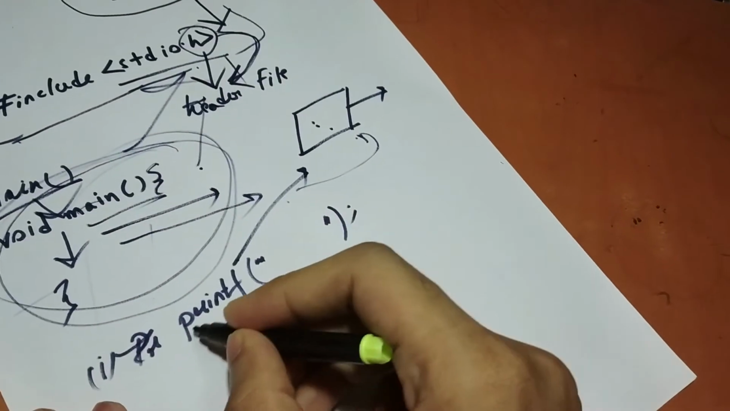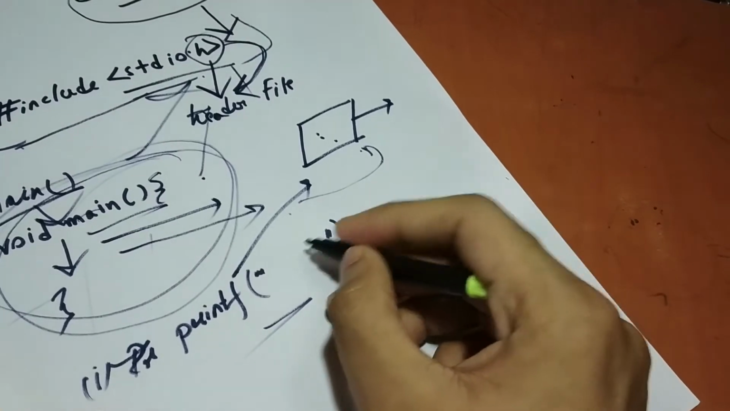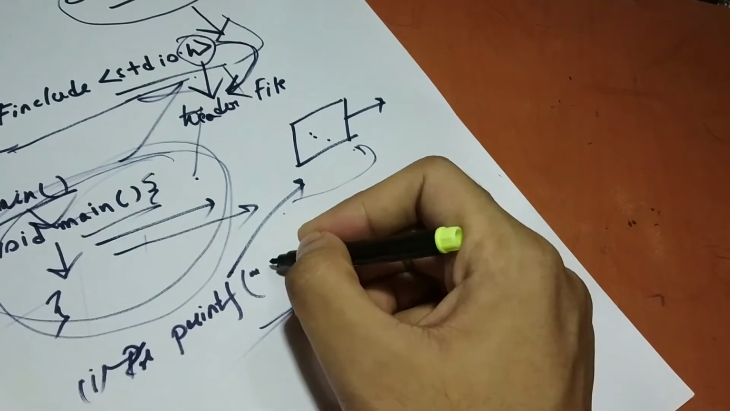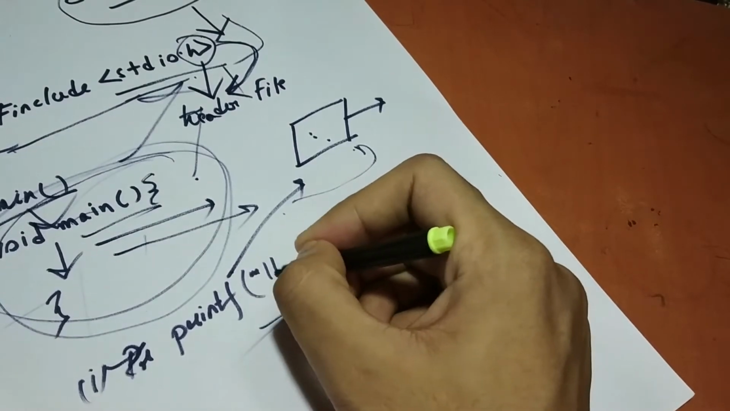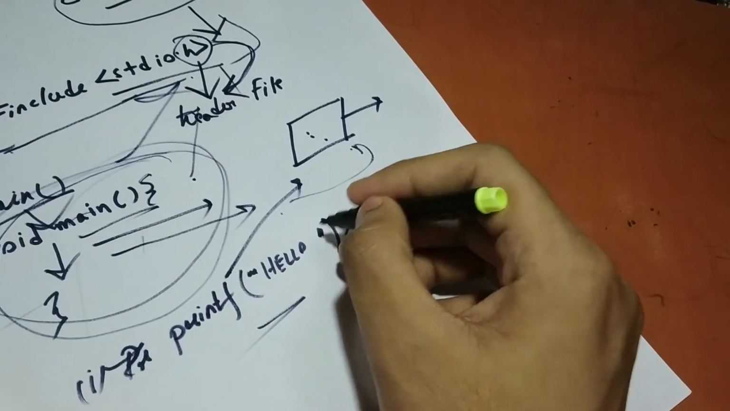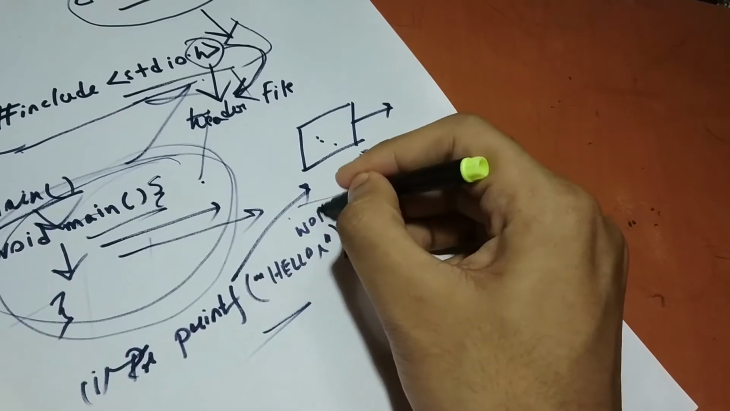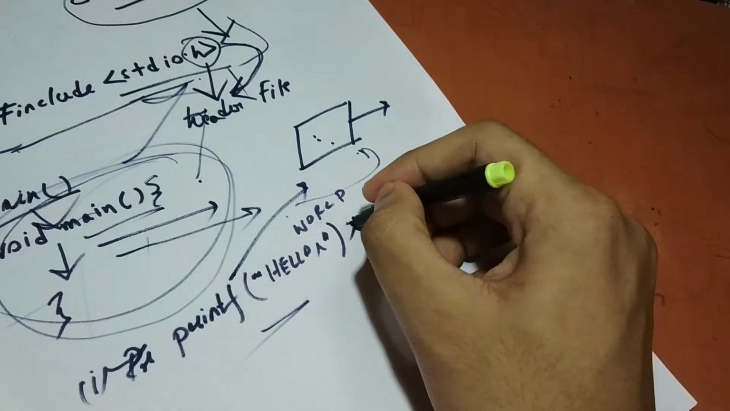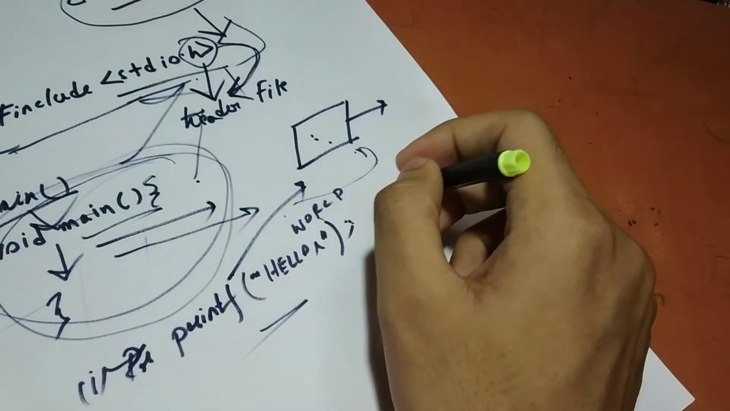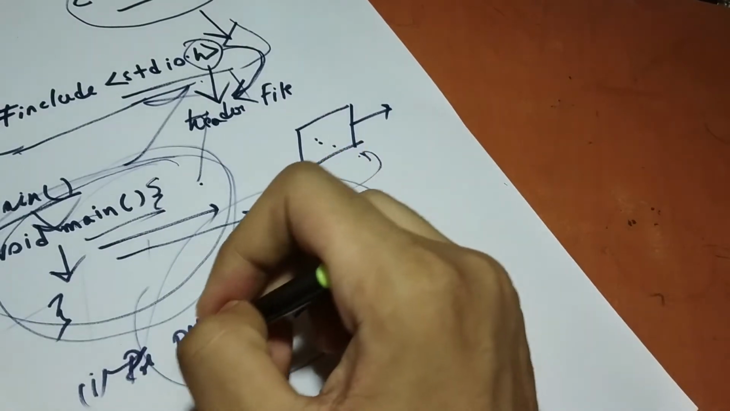I want my computer to show me hello world. So what will I do? I will simply write printf, then a parenthesis, and inside this I will give quotation marks, and inside this I will write hello world, and I don't have space, so I'm doing it like this. Then the brackets end, and a semicolon ends the function.